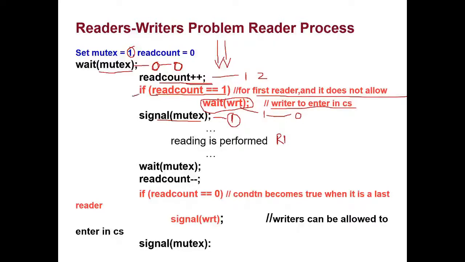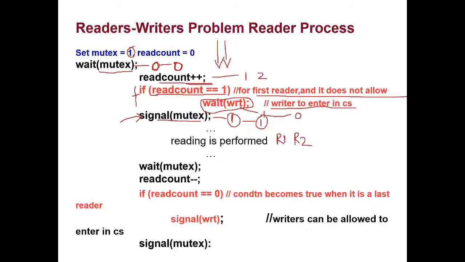It will check the condition whether read count is equal to 1. The condition is false, so this part it will not execute. It will execute this signal of mutex. It is going to release the lock for other reader processes. So from 0 it is going to become 1 again, so that even other readers can enter into the critical section. So reader 2 also enters into the critical section.